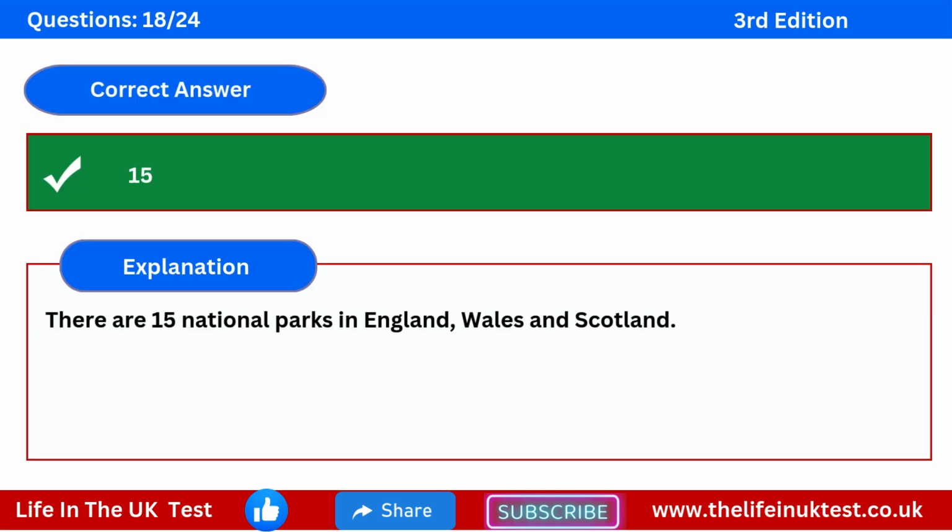The correct answer is 15. Explanation: there are 15 national parks in England, Wales and Scotland.